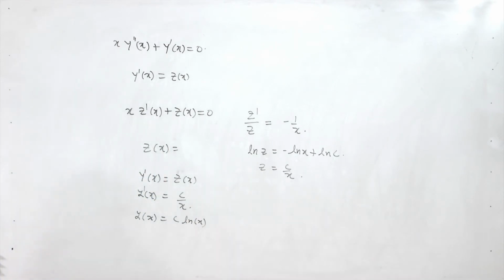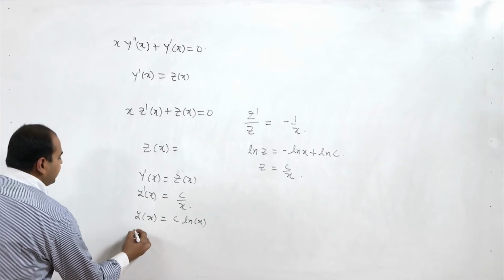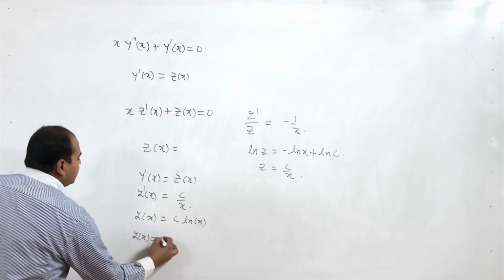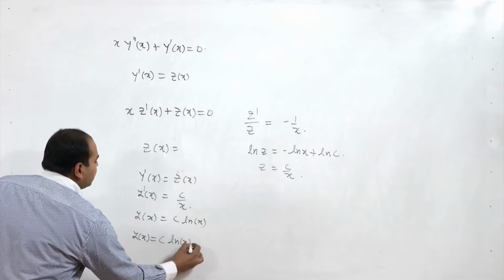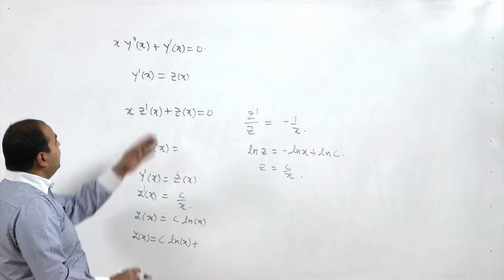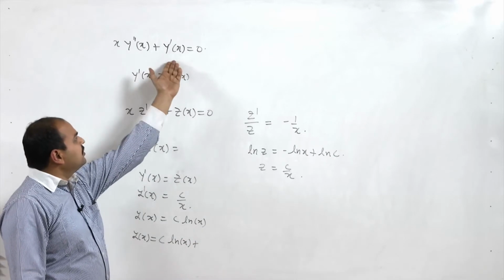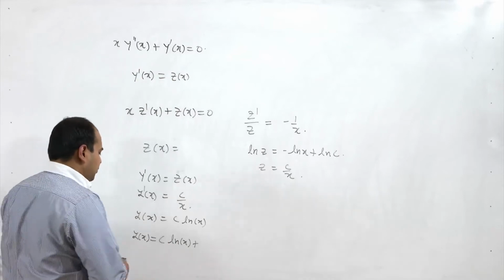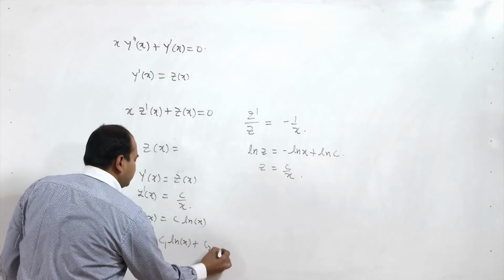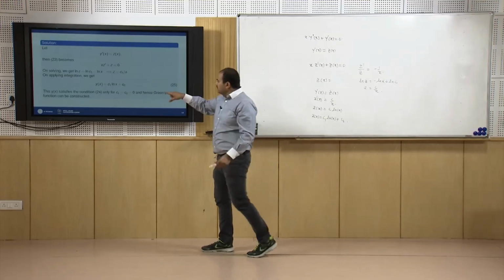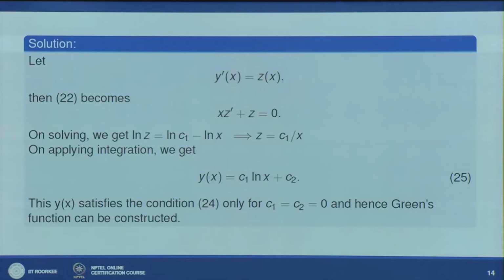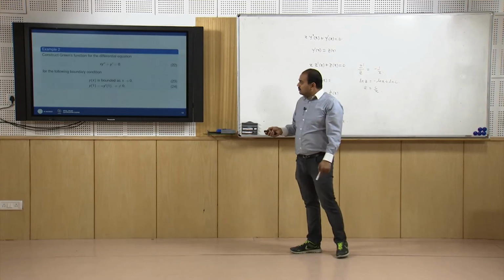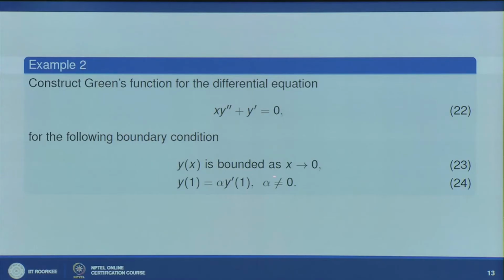Okay. So our solution is going to be y(x) equal to c ln x plus, if you look at one obvious solution of this particular problem, any constant solution. So you can write it here, c1 ln x plus c2. So it means that the general solution of this equation is written as y(x) equal to c1 ln x plus c2.